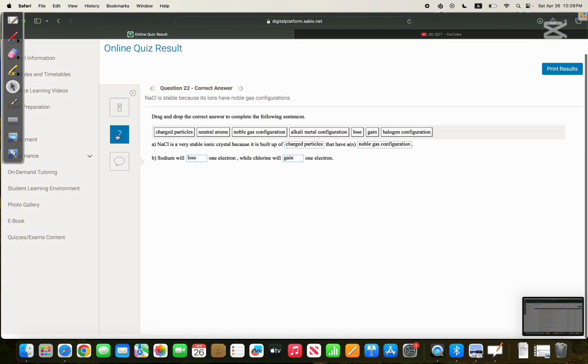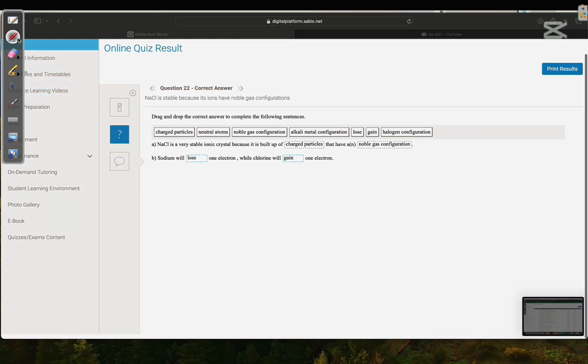NaCl is a very stable ionic crystal because it is built up of charged particles that have a noble gas configuration. Okay, so the NaCl crystal lattice is basically a cube. I'm not that good at drawing it. So here is 1 Na, then Cl, and then you keep going, like 6 Cl's for every Na, and then for every Cl there will be 6 Na's. So it's a very large crystal with a very complex shape.